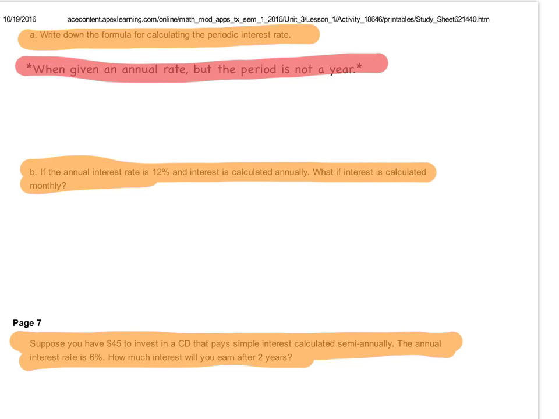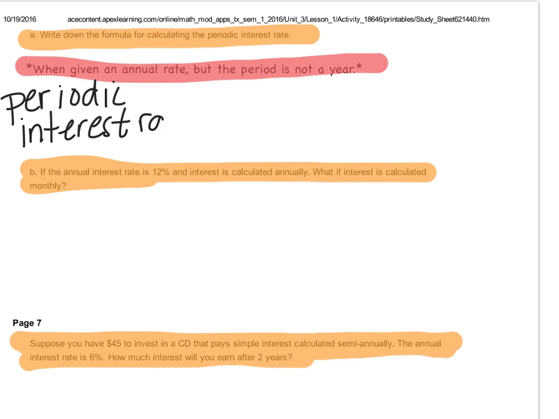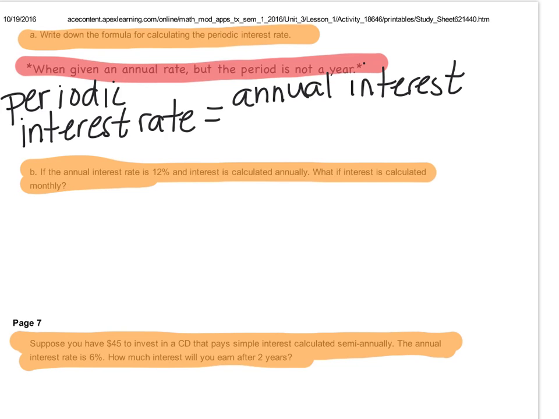It's just not the best way to write this, but I'm going to try. So you take the periodic interest rate, that is going to be equal to the annual interest rate, if I need to know what it is per month or quarter or whatever, and I'm going to divide that by the number of periods a year.